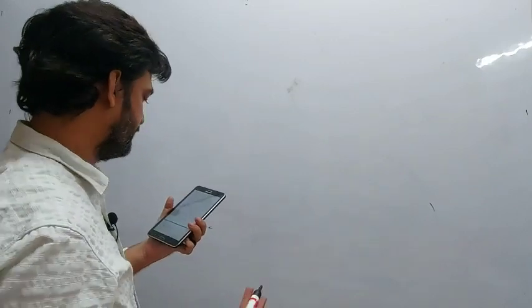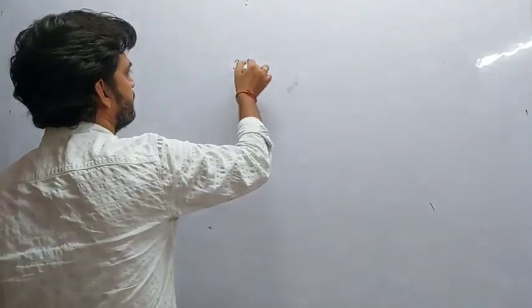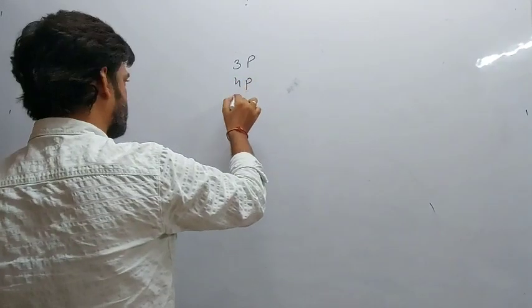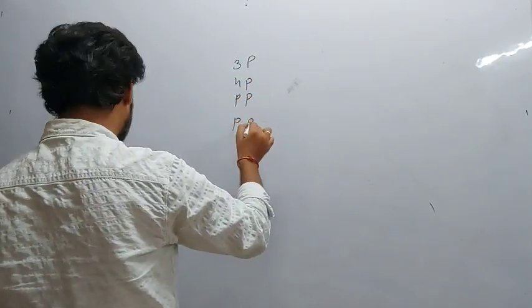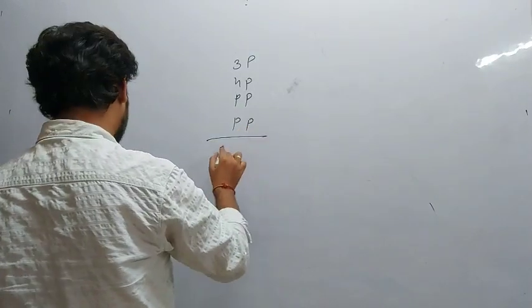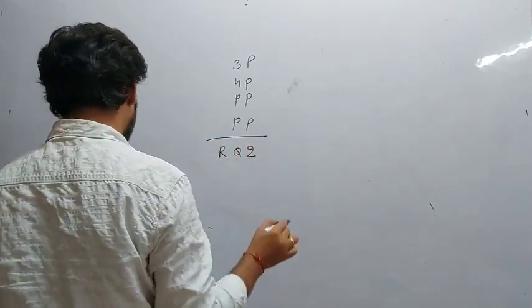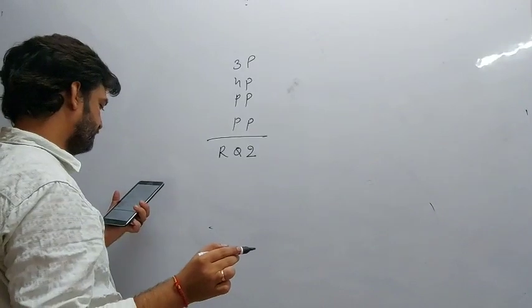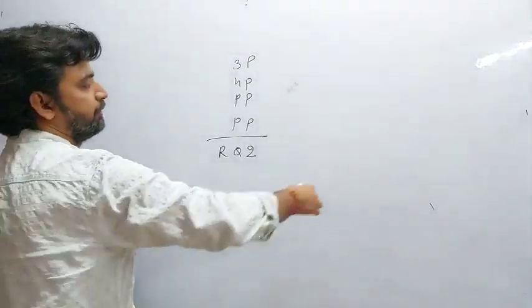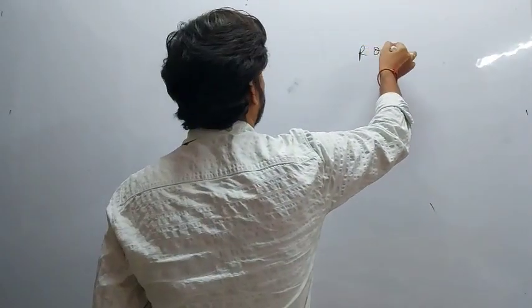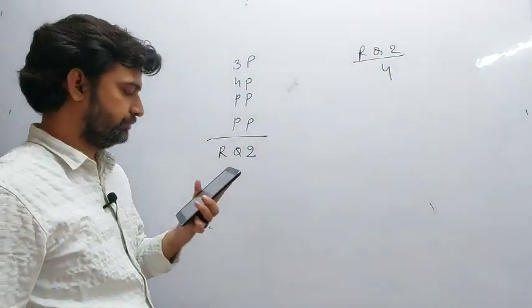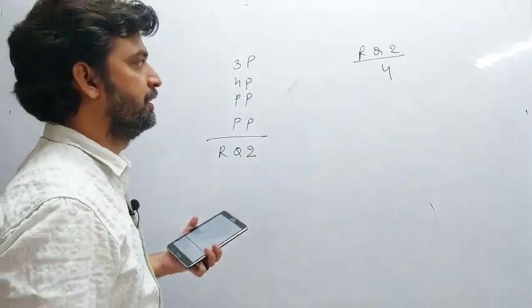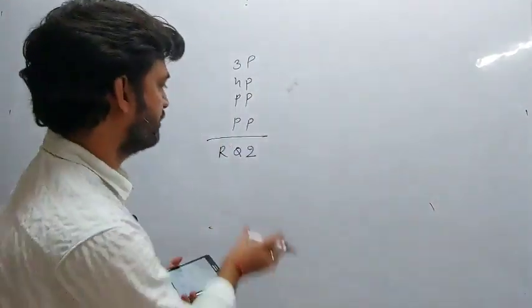Okay, one sum is given, 3P plus 4P, and the value is RQ2, where P and Q are different. What is the arithmetic mean of such possible sums? That means we need to find out the RQ2 values and divide by the number of possibilities. So this sum could differ.